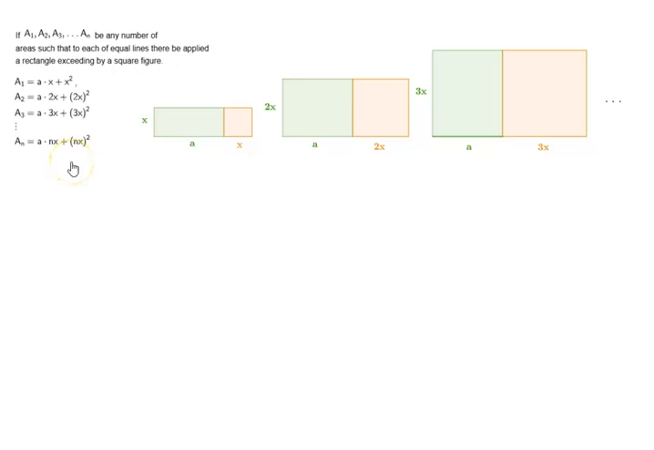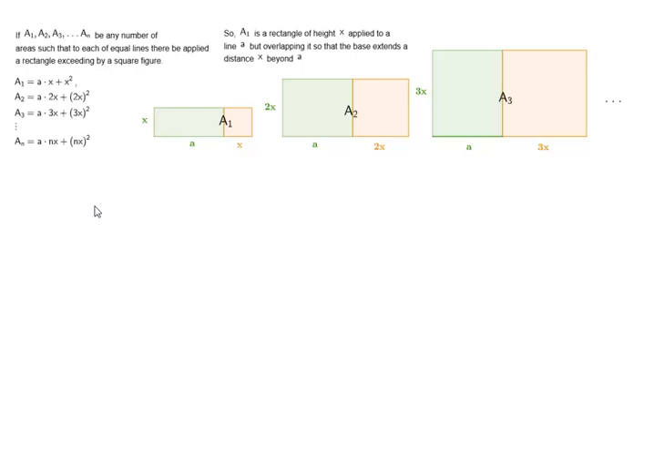So basically, the terminology goes like this. A1 is a rectangle of height x applied to a line A, but overlapping it so that the base extends a distance x beyond A. These are the areas which are named as A1, A2, A3.